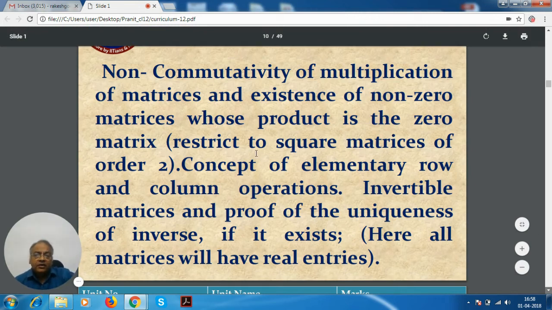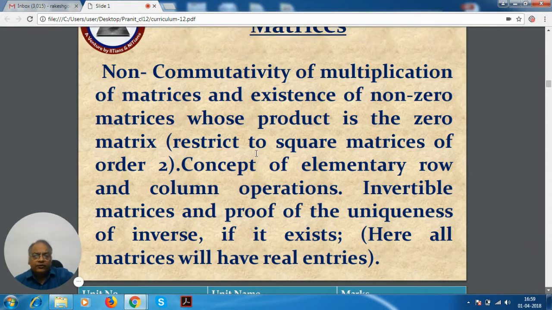Then, in general, you have A into B is equal to 0 for real numbers. If A into B is 0, then either A is 0 or B is 0, or both are 0. Whereas in matrices, yes, you can find a matrix A which is non-zero, B is also non-zero, but the product is a zero matrix. So that's what is the chapter of matrices.